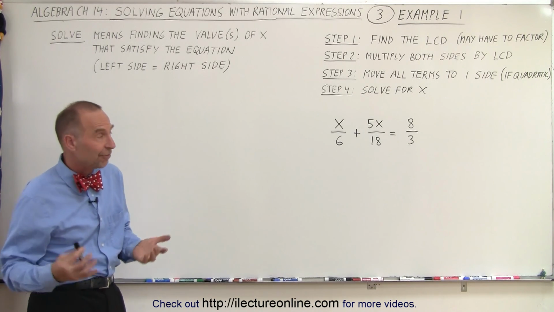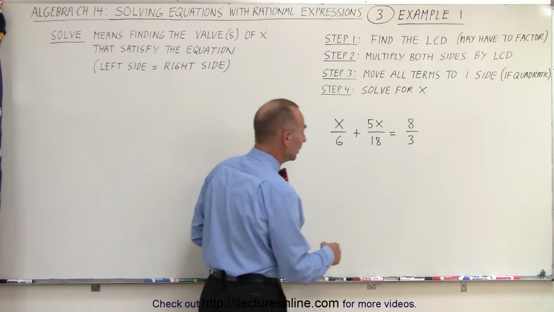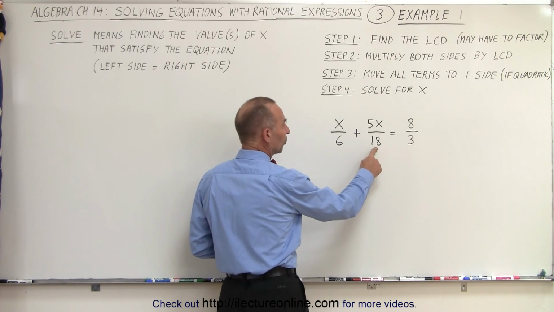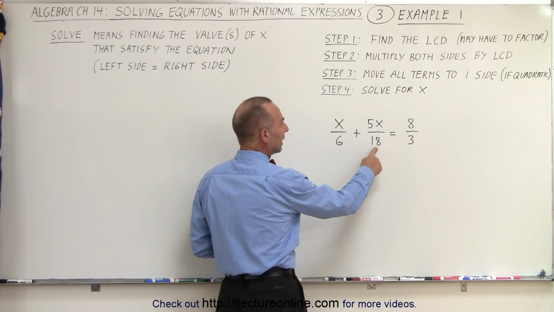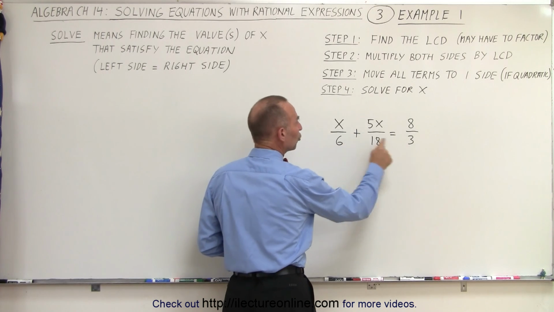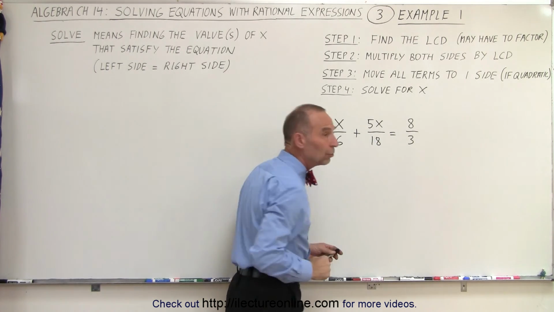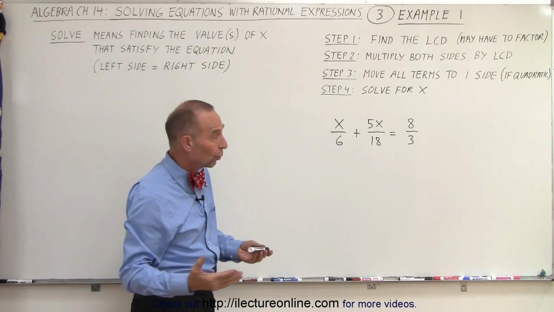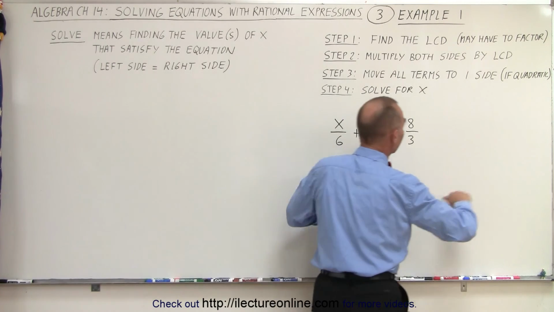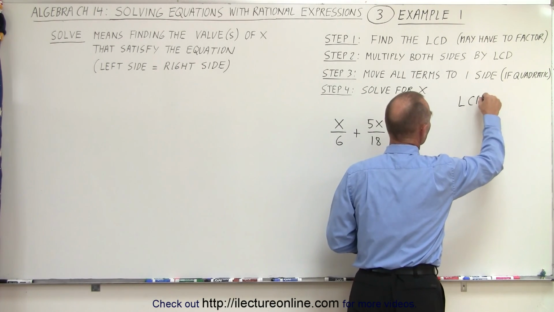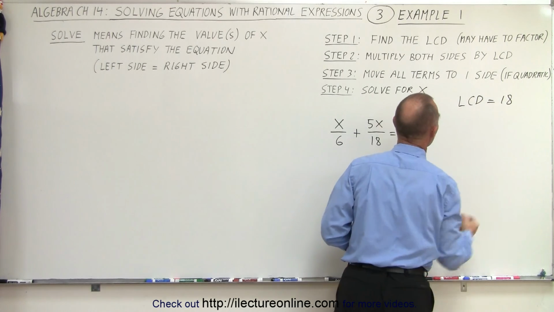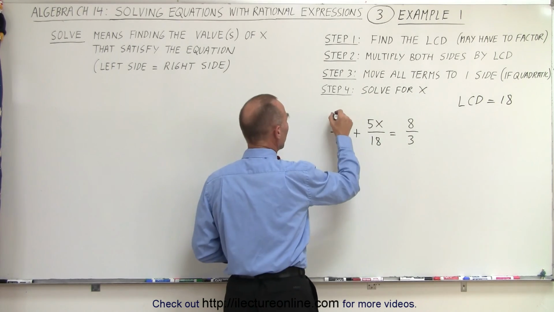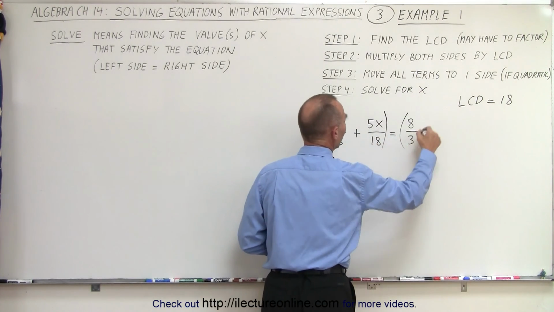But we still need to solve it according to the same rules as before. We first start out by finding the lowest common denominator. And notice we take a look at the largest of the denominators, and it is such that the two small ones fit evenly into the large one, which means the large one is indeed the lowest common denominator. So the LCD is equal to 18, which means we're going to multiply both sides of the equation by the lowest common denominator, 18.